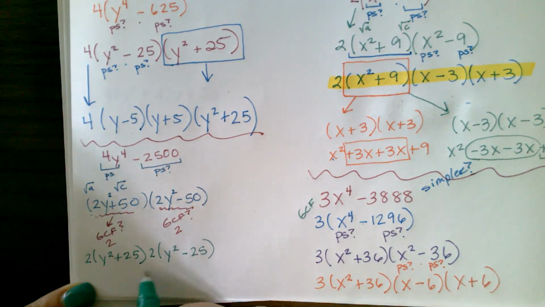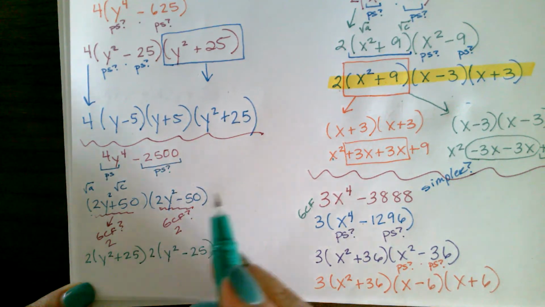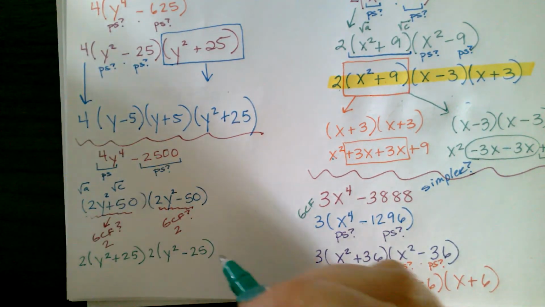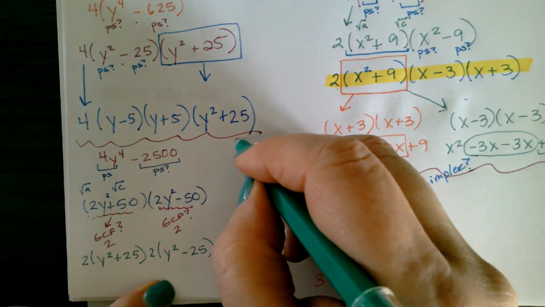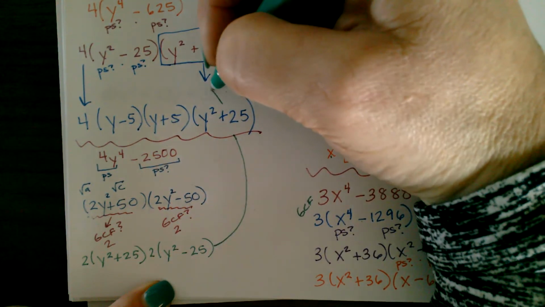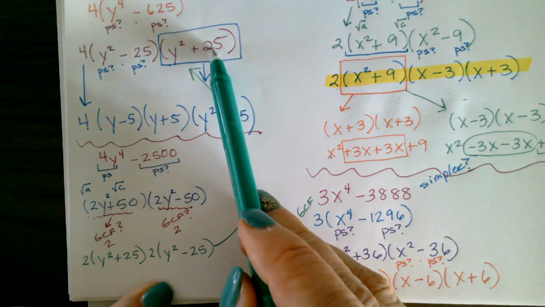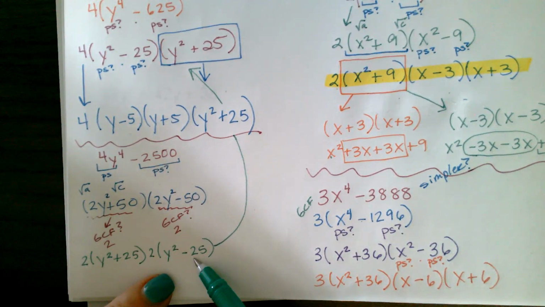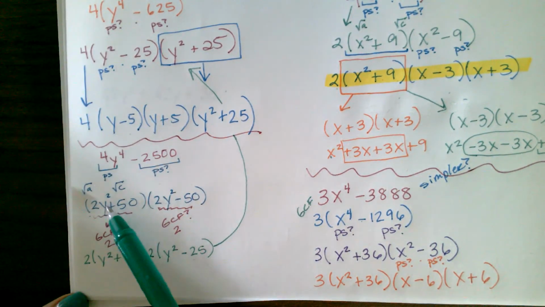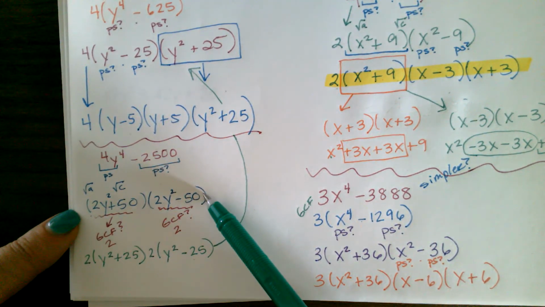I'm going to combine these two. Remember, you can multiply in any order. So that would then just bring me back to this step up here, and I would realize I need to break that apart. Very confusing. Always ask yourself, is this the simplest I can do?